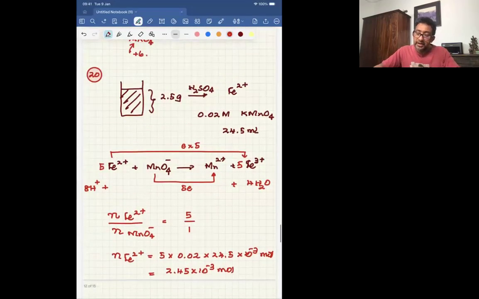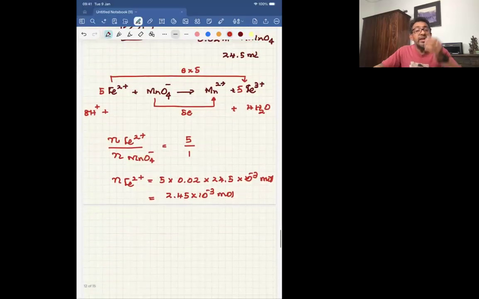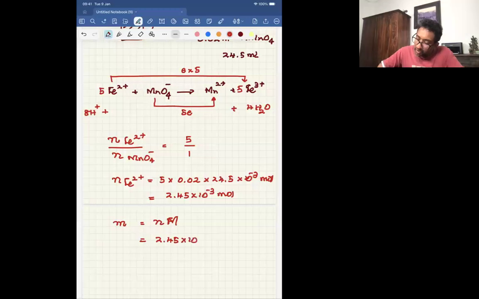If that is the amount of Fe plus 2, let us calculate the mass. Mass is equal to number of moles times molecular mass. Number of moles is 2.45 times 10 to the power minus 3. Molecular mass is given as 55.8 grams. Multiplied by 55.8, that gives you 0.136.